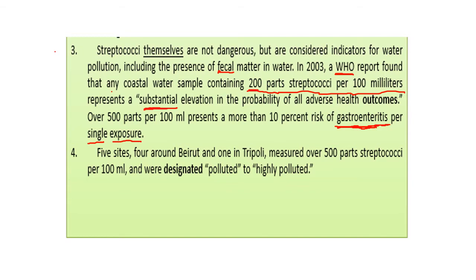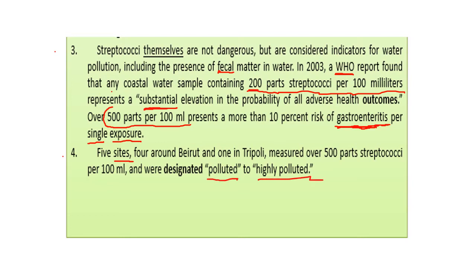You start vomiting, having diarrhea, nausea, all those annoying symptoms, all from swimming in waters that have 500 parts per 100 milliliters of streptococci. Paragraph 4, 5 sites or 5 places, 4 around Beirut and 1 in Tripoli, measured over 500 parts per 100 milliliters and were designated polluted or highly polluted.